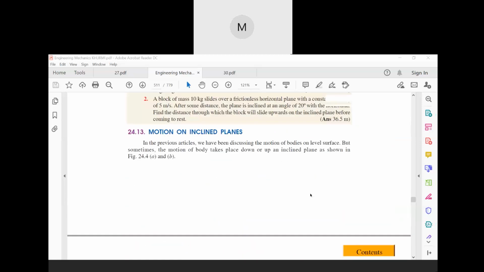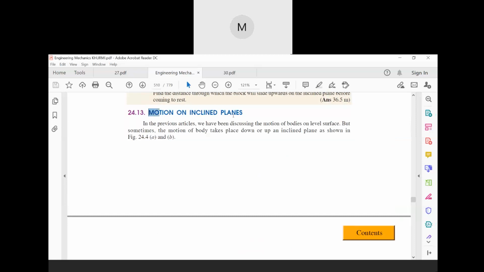Now let us discuss the next topic, motion on inclined planes. Okay, so what is motion on inclined planes? In the previous discussions, we discussed that the body is moving in a plane. Plane means a flat surface, not an inclined or slanting surface. So now we will be discussing bodies which are moving on an inclined plane.